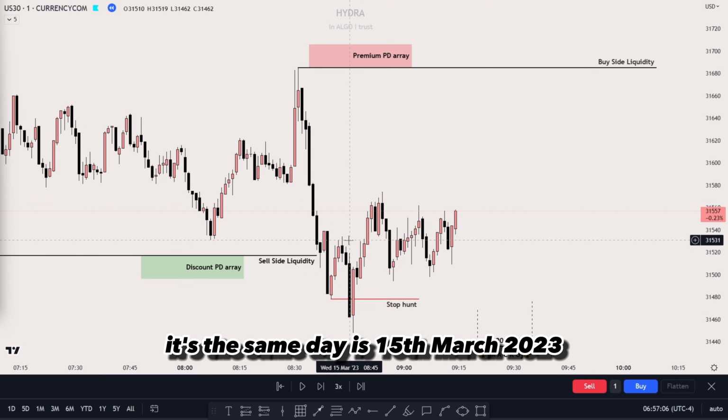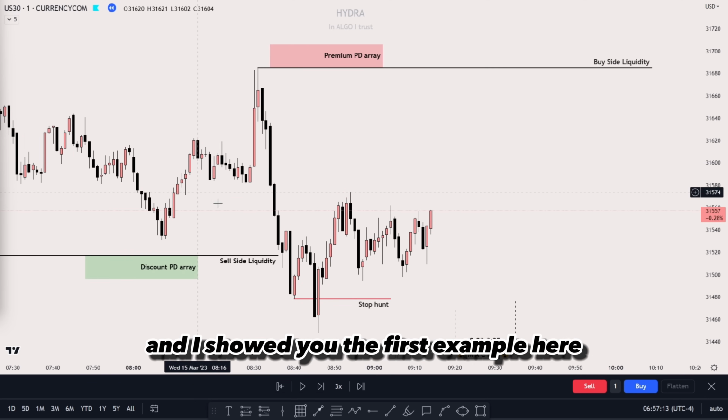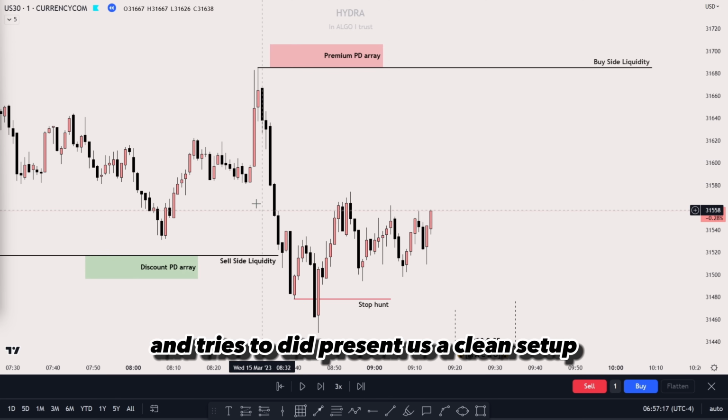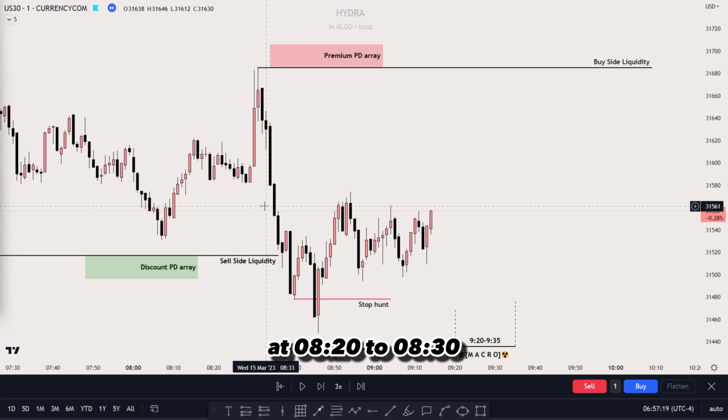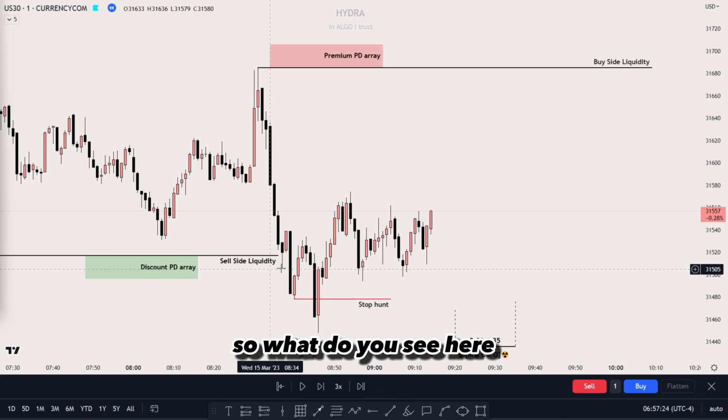It's the same day, it's 15th March 2023 on the US 31-minute chart, and I showed you the first example here. Do you guys remember this was our breaker block and price did present us a clean setup at 8:20 to 8:30. That was our first macro, right? So what do you see here?